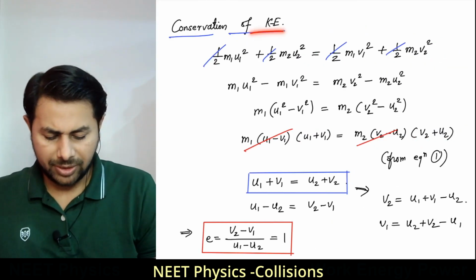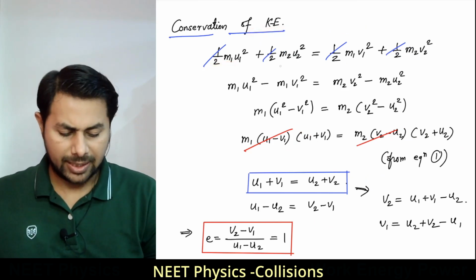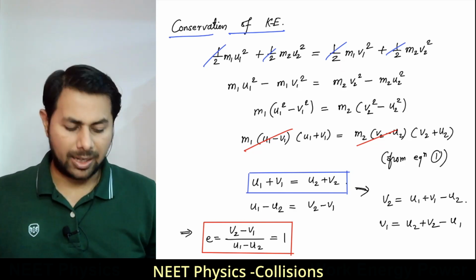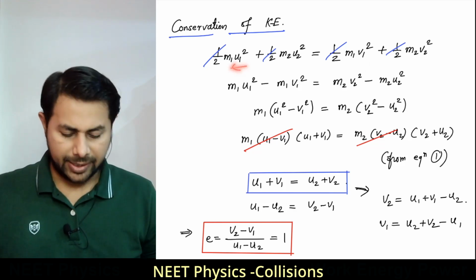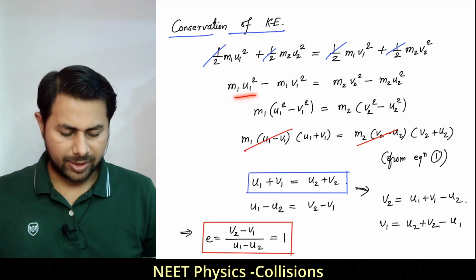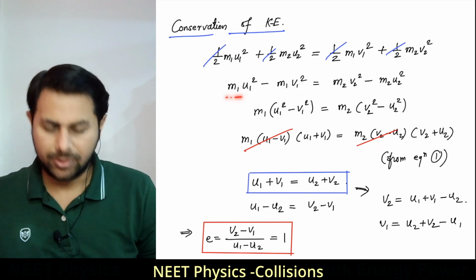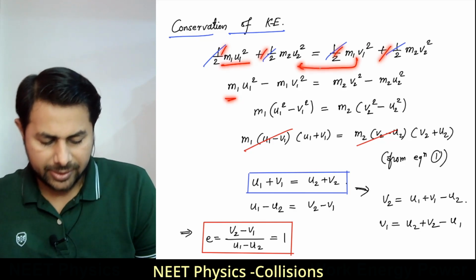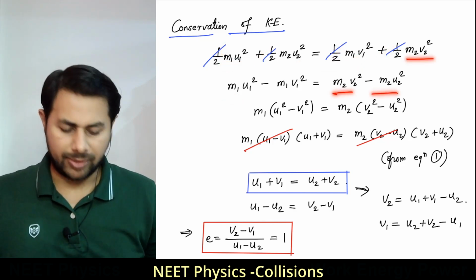Then conservation of kinetic energy. So we have half of m1 u1 square plus half of m2 u2 square is equal to half of m1 v1 square plus half of m2 v2 square. And then again what we do is take terms containing m1 on one side, terms containing m2 on another side. So after simplification, you can cancel out half, then you have m1 u1 square minus m1 v1 square is equal to m2 v2 square minus m2 u2 square.